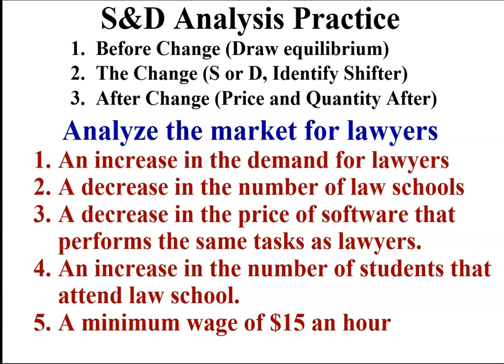Number 4, an increase in the number of students that attend law school. There would be an increase in the supply of lawyers. And a minimum wage of $15 an hour, there would be no change as the equilibrium pay for lawyers is far above a minimum wage of $15.